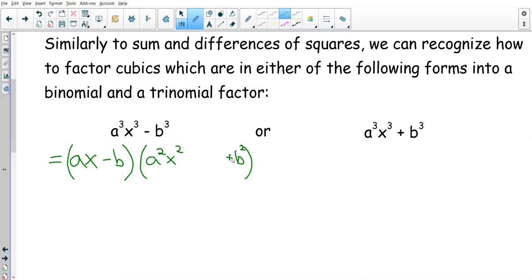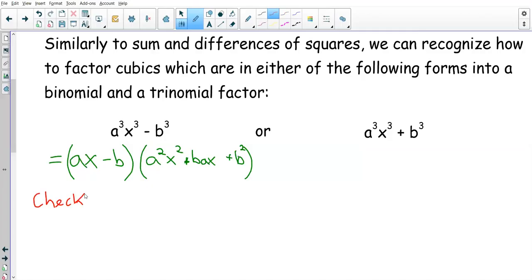So now I need to get some cross terms to cancel out. Thinking about some of the cross terms that are going to come up, I'm going to have negative b times a squared x squared, and I'm going to have b squared times ax. So if I want to get that negative b times a squared x squared to cancel, I know that the middle term is going to look like positive b times ax. Now I think the easiest way to do this is to run through a check.